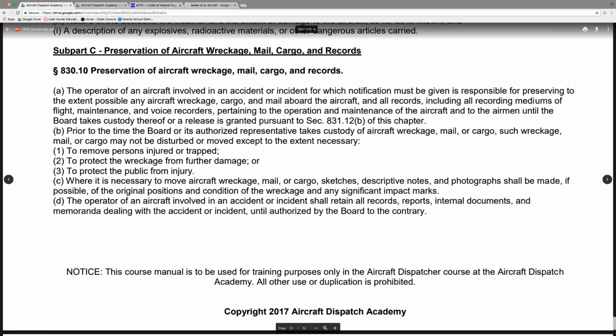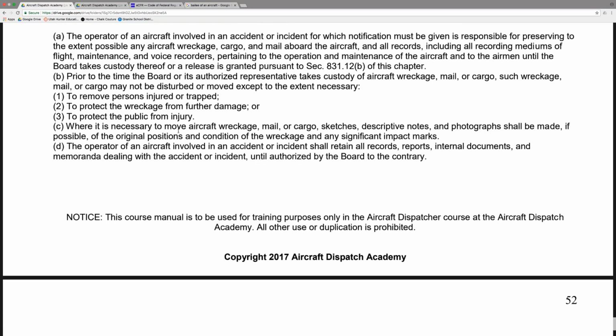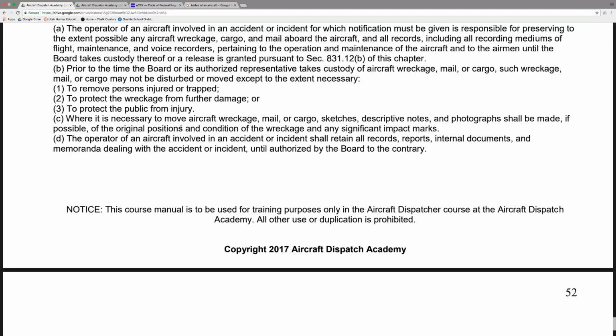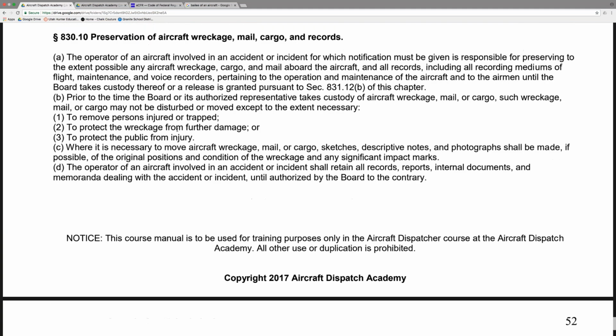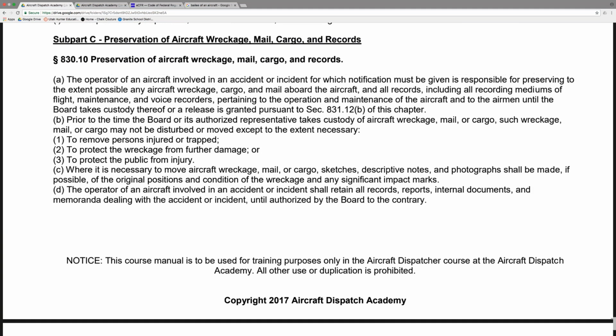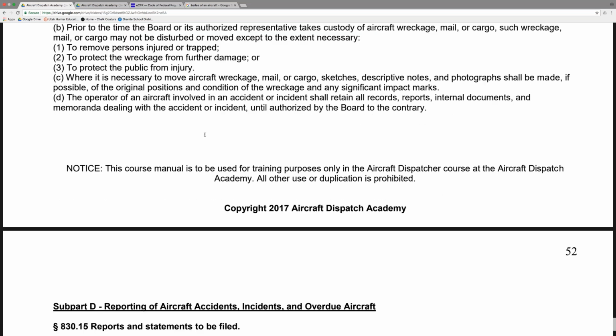So subpart C goes over the preservation of the aircraft wreckage. Again, we aren't really concerned with this as the dispatcher. It's not really our job. We don't get asked to go out to the actual crash site. But basically, when there's been an accident, the NTSB does not want anybody to go in the area of the accident.